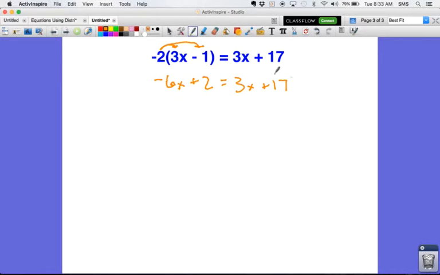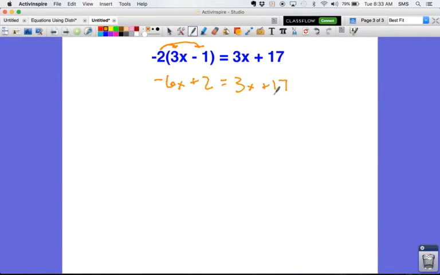So that's still here. Now I've got a variable on two different sides. I want to move them over to the same side, okay, so that I have all my x's on one side, and then I can solve from there. So I can either move my negative 6x over to the right, and I can move my 3x to the left. I am going to move my negative 6x over to this side.